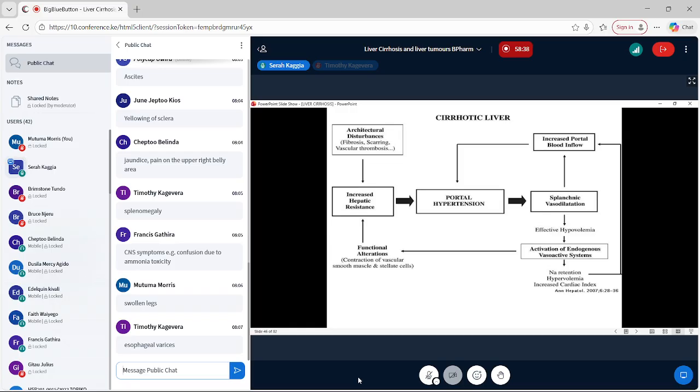So it will end up having the increased cardiac output, changes in the cardiac index. Okay, and this again also increases the portal blood flow. It's a continuous thing going on, and remember it's a chronic disease, so this continues happening throughout. So you end up having a continuation of increased pressure in the portal system.